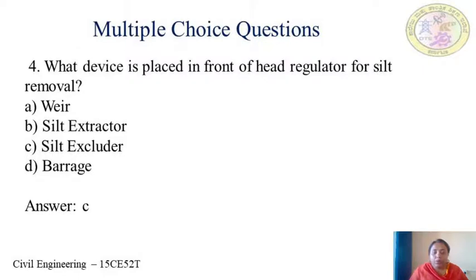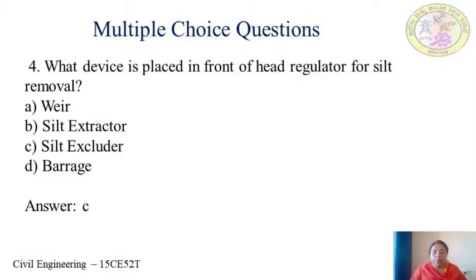Now coming to the fourth question, that is, what device is placed in front of head regulator for silt removal? The options given are weir, silt extractor, silt excluder, and the last option given is barrage. Yes, the answer is C, that is silt excluder. Silt excluder is placed in front of the head regulator, by which silt is removed from the water even before the water enters into the canal.